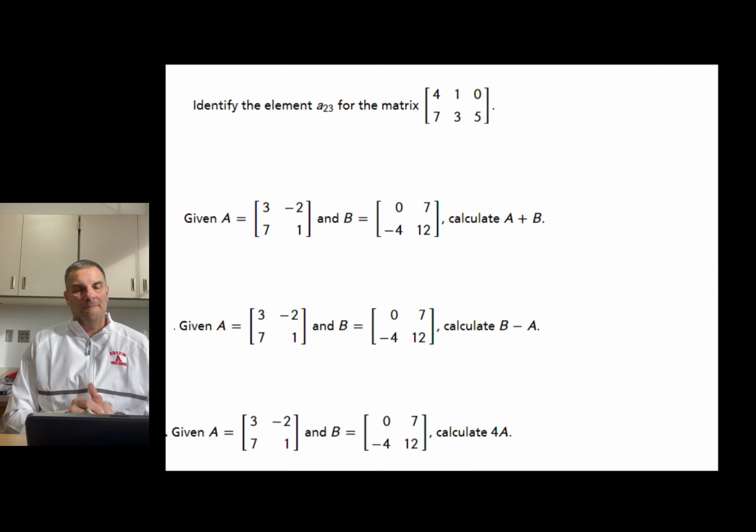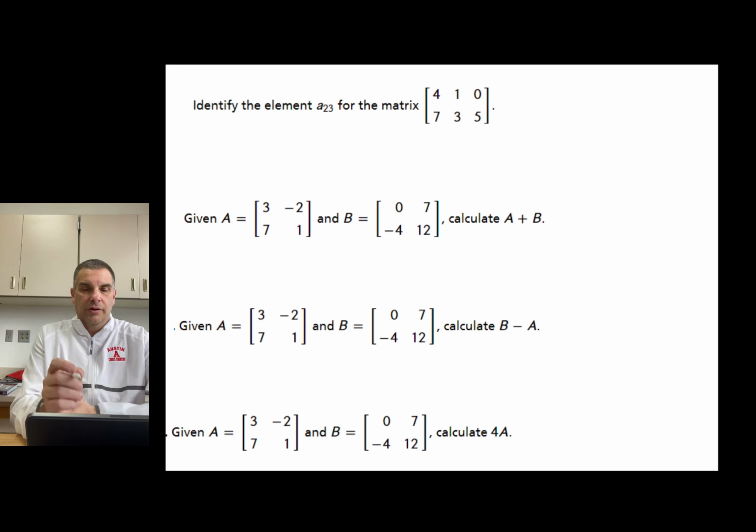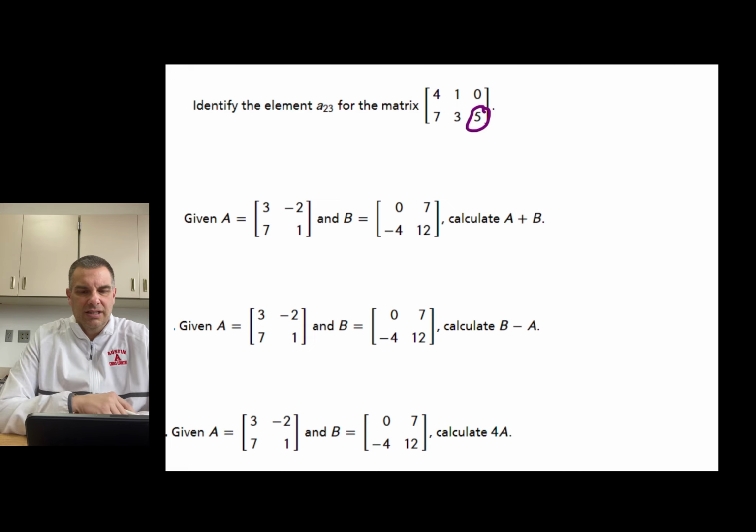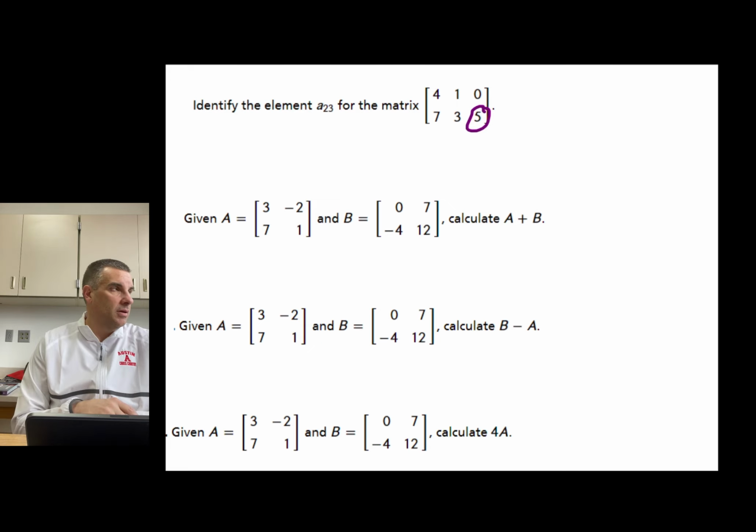So this first one, it says identify the element A23 for the matrix. So we're looking for the element that's in the second row, third column. Rows go left to right, columns go up and down. So second row, third column is 5. Just circle it, it's easier.